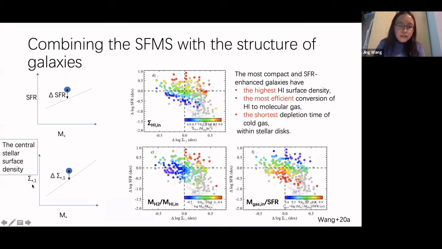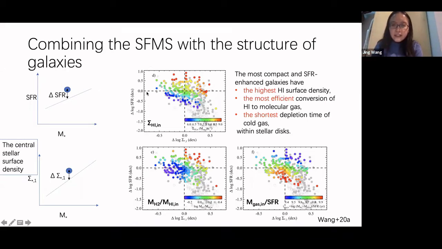And also for the disk-dominated galaxies, there is a relation between the central surface density and the stellar mass. We can also measure the distance of galaxies from that mean relation, the delta central surface density. And it measures how compact the galaxy is in the central parts. And it is known that in the delta star formation rate, delta central surface density diagram, galaxies are distributed in an L shape or elbow shape.